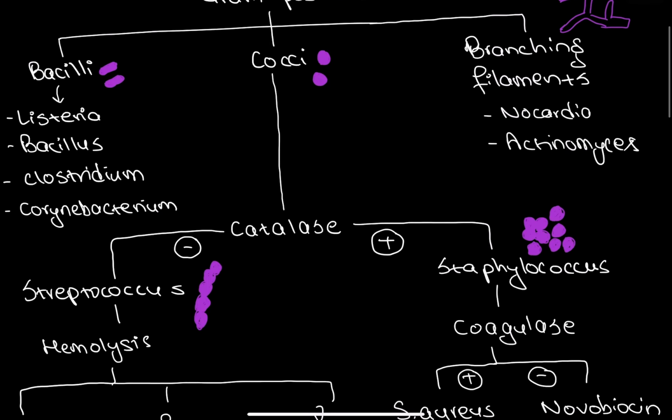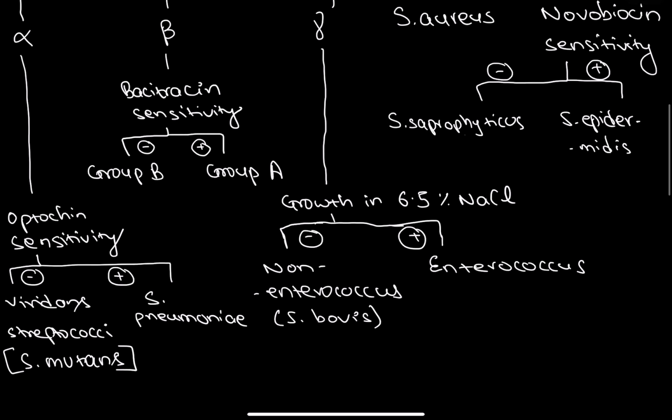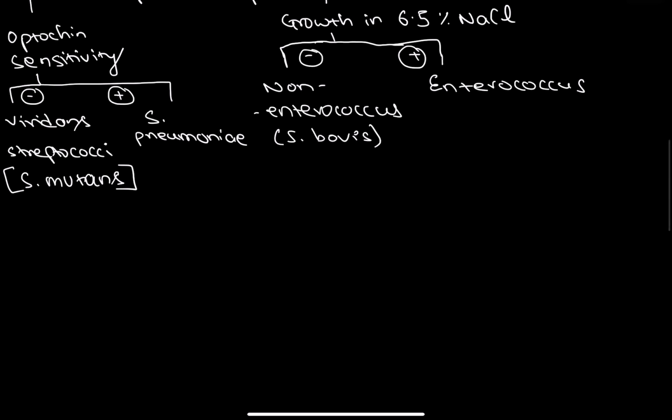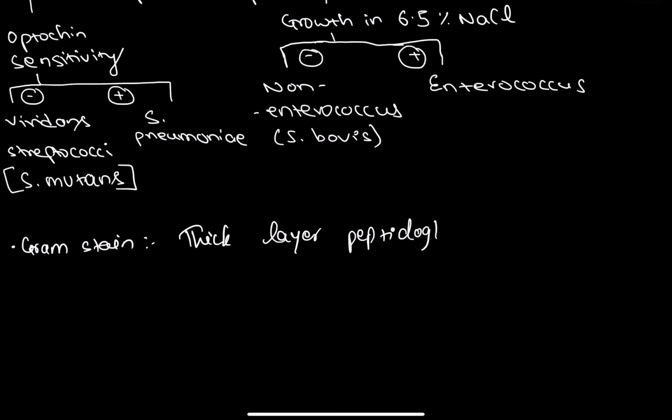So this is the lab algorithm for classification of gram-positive organisms. So let's discuss how they are divided. Whenever we do this gram stain, the organisms which have a very thick layer of peptidoglycan in their cell wall will retain crystal violet dye and are known as gram-positive organisms.